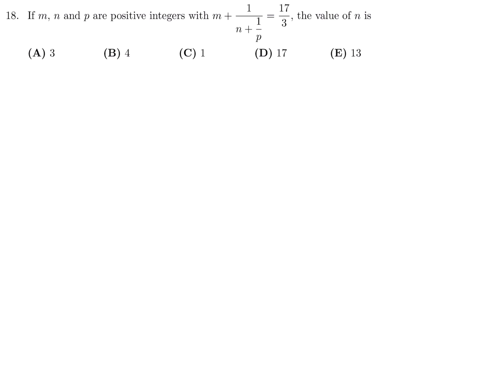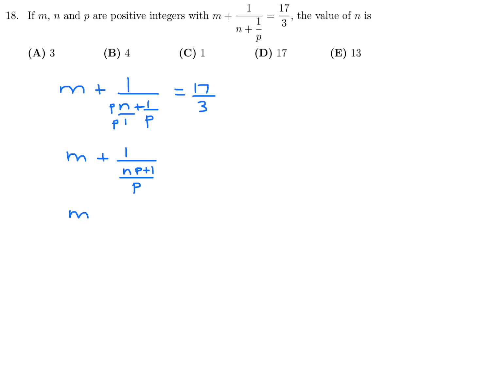If m, n, and p are positive integers with m plus 1 over n plus 1 over p is 17 over 3, the value of n is. First, let's simplify this expression, and let's see what we get. So get a common denominator here, p and p. That gives me 1 over np plus 1 over p. Invert and multiply, and that just becomes p over np plus 1. And that's 17 over 3.